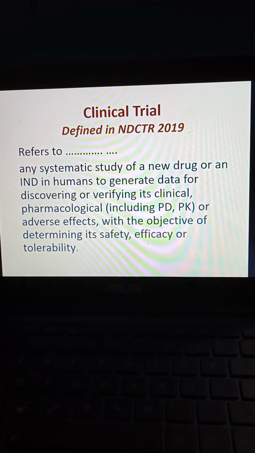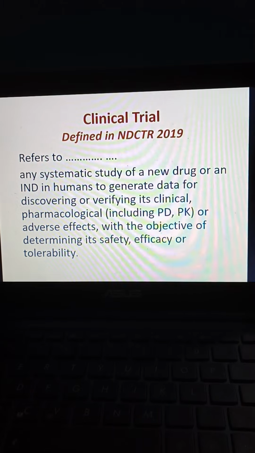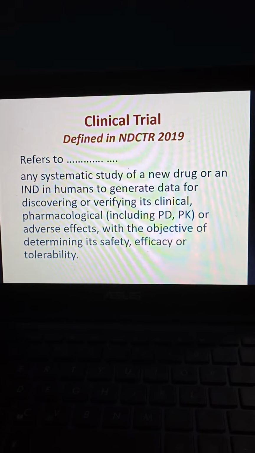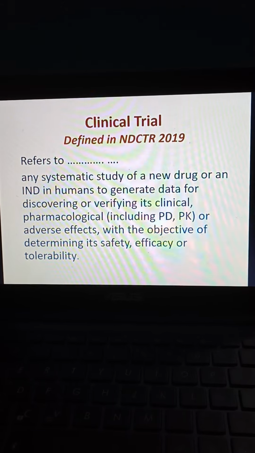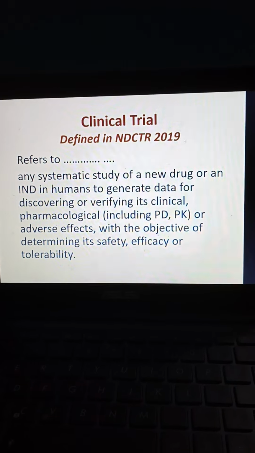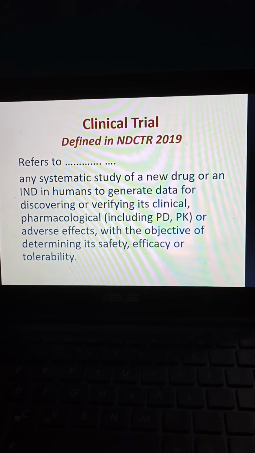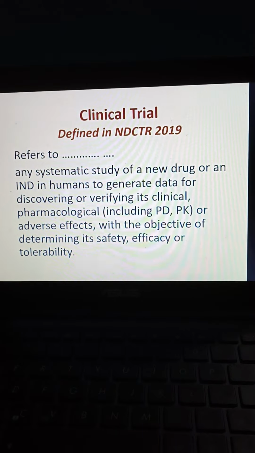Then coming to clinical trial, as defined in NDCTR 2019, the New Drug and Clinical Trial Rules 2019, it refers to any systematic study of a new drug or an IND, investigational new drug, in humans to generate data for discovering or verifying its clinical, pharmacological, including pharmacodynamic (PD), pharmacokinetic (PK) or adverse effects, with the objective of determining its safety, efficacy or tolerability.